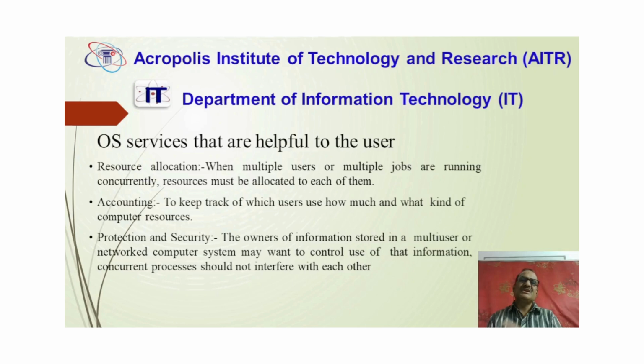When multiple users or multiple jobs are running concurrently, resources must be allocated by means of some sort of algorithm, so that they can be allocated in a fair manner. Accounting keeps a record of which user uses how much of the resources. Of course, protection and security too. It is multi-user, network level, user level.